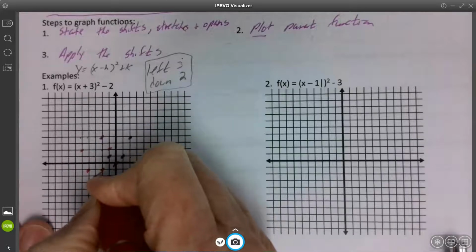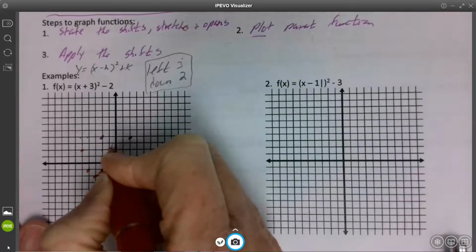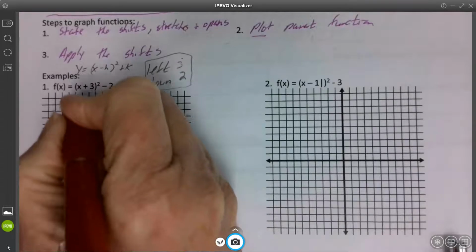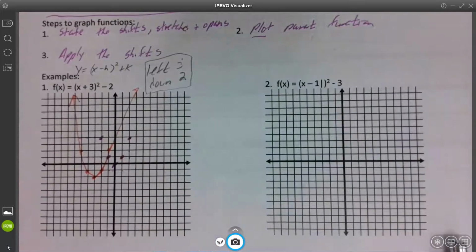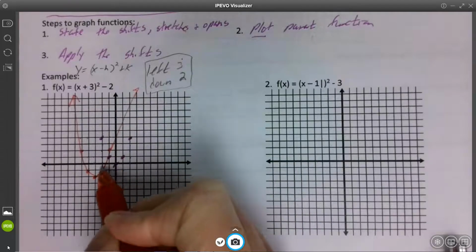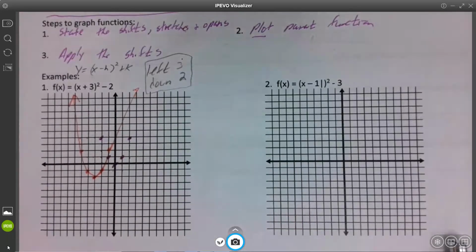This is my actual graph, look at the red. What I did is I shifted the parent function. Here's the parent function, and I just shifted it left 3 and down 2. So if I can plot the parent function, I just do the shift.